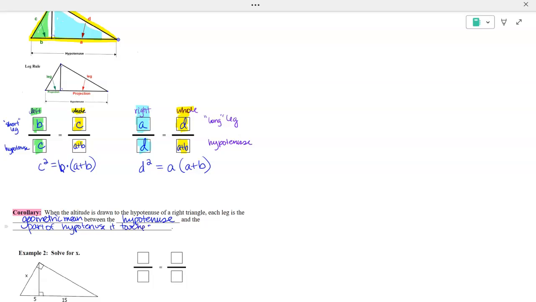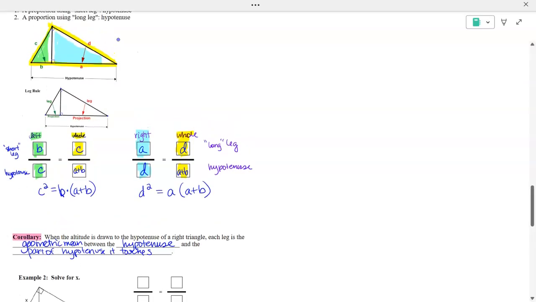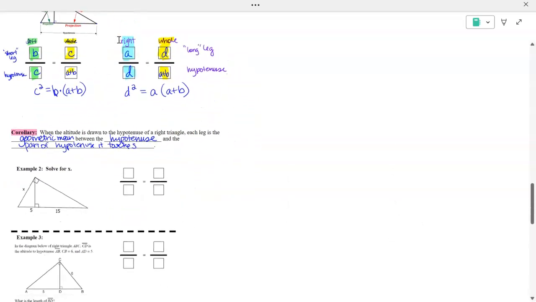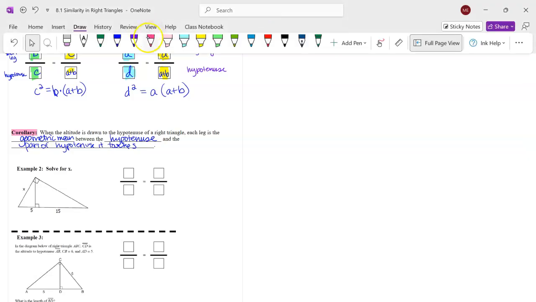So if you look, C is the geometric mean between B, the part of the hypotenuse it touches, and the entire hypotenuse. Whereas D, which is the other leg, is the geometric mean between the part of the hypotenuse it touches and the entire hypotenuse. So let's take a look at an example together.